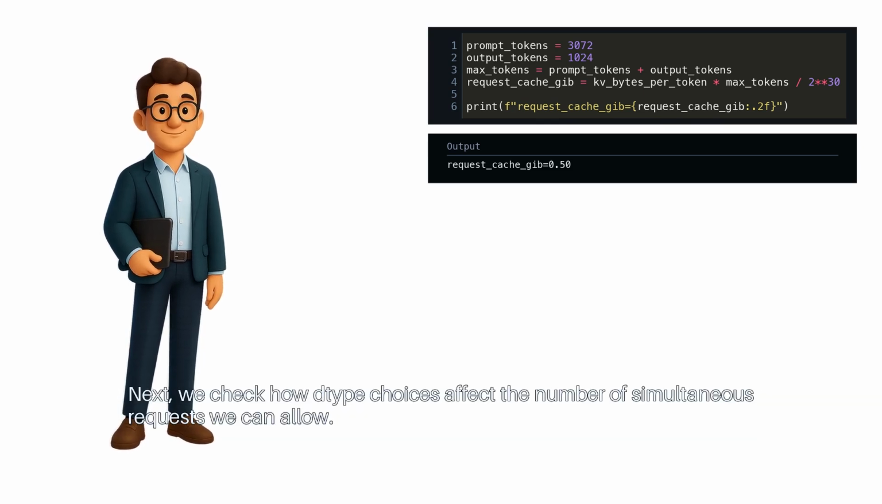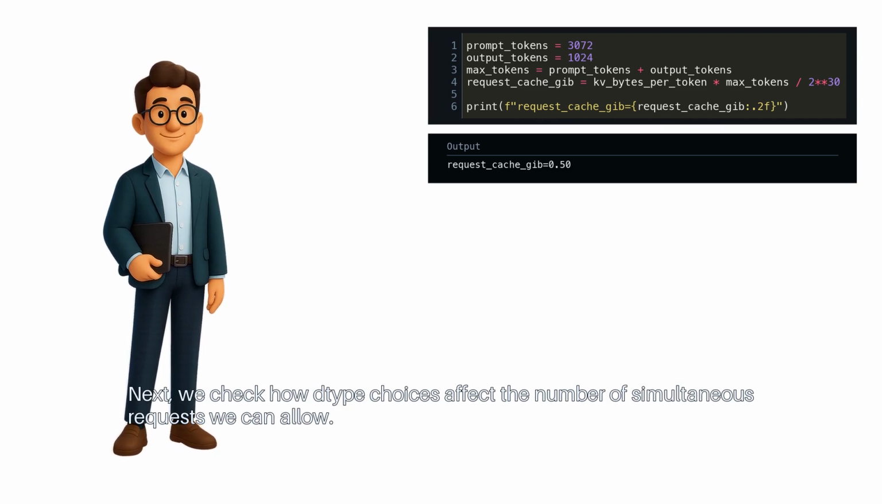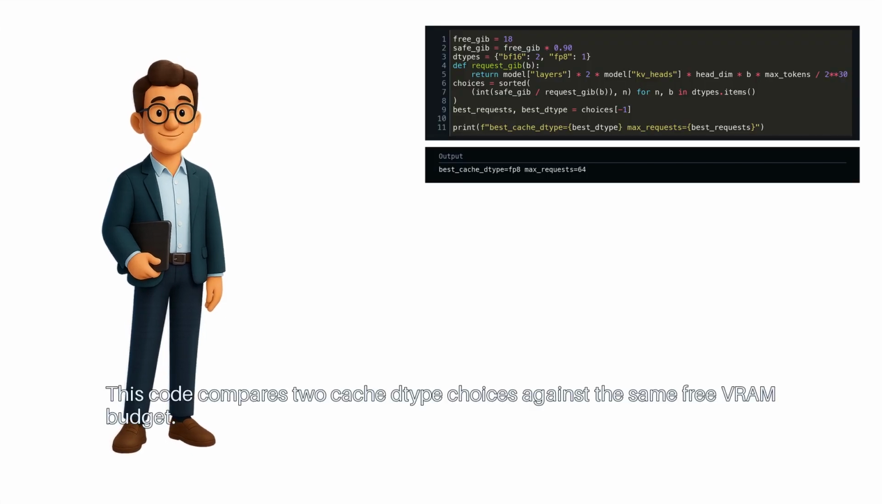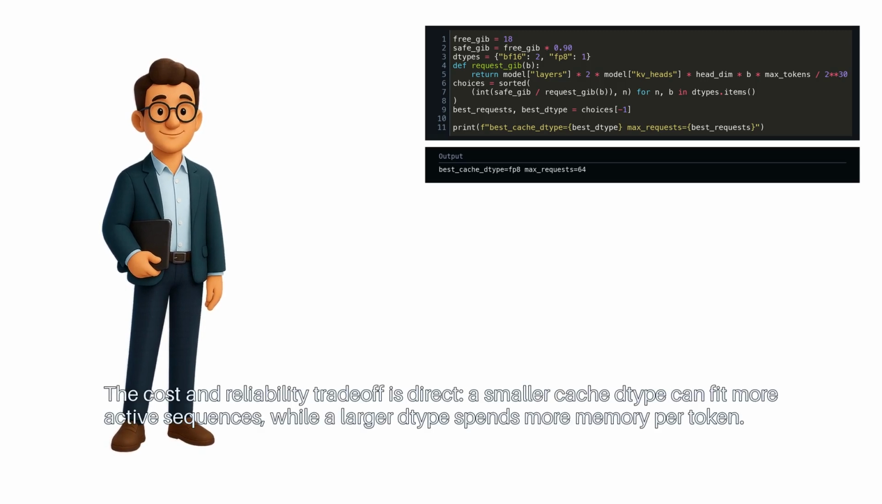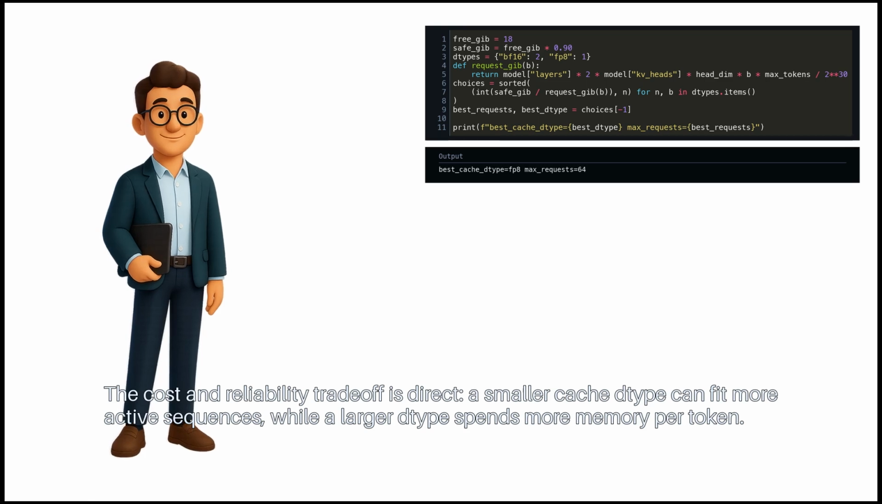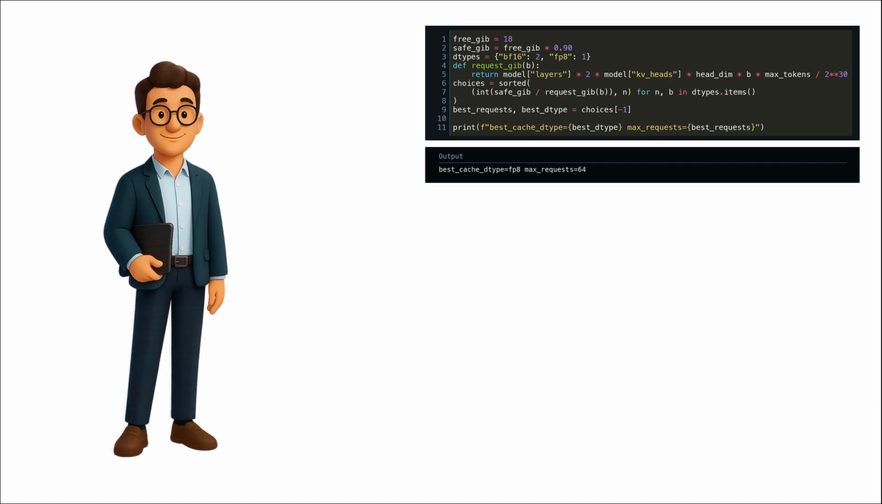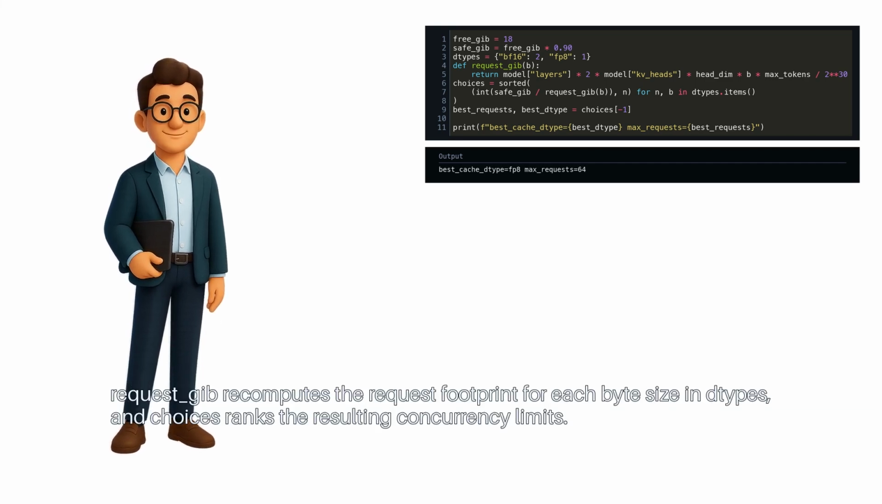Next, we check how dtype choices affect the number of simultaneous requests we can allow. This code compares two cache dtype choices against the same free VRAM budget. The cost and reliability trade-off is direct. A smaller cache dtype can fit more active sequences, while a larger dtype spends more memory per token. Request GiB recomputes the request footprint for each byte size in dtypes, and choices ranks the resulting concurrency limits.